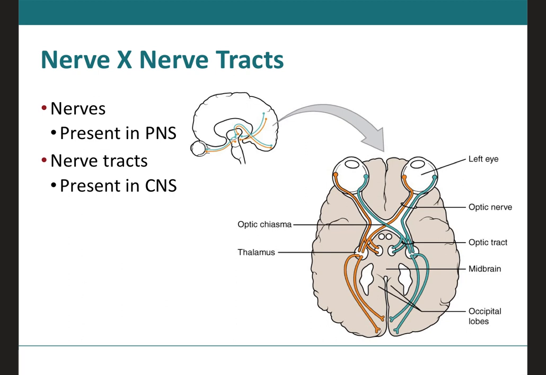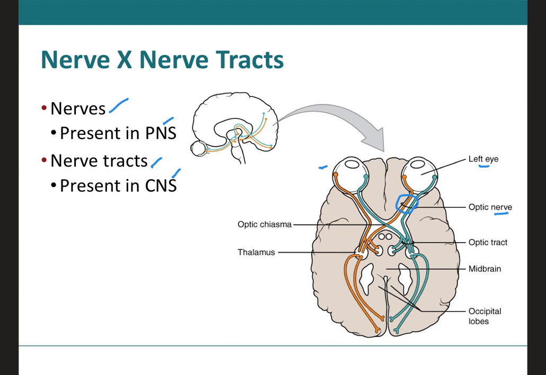Now, because we have areas that have bundles of neuronal cell bodies, we also have areas that consist of bundles of axons. If they are located in the central nervous system, they will be called tracts. If they are located in the peripheral nervous system, they will only be called nerves. So in this example, we're talking about the nerve and the tracts that go from the eye. So this is your left eye, this would be your right eye. Because these are located in the peripheral nervous system, they are called nerves.